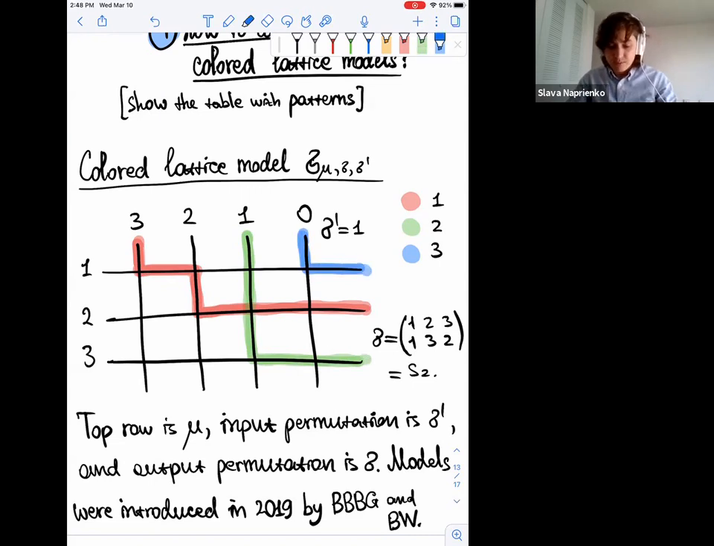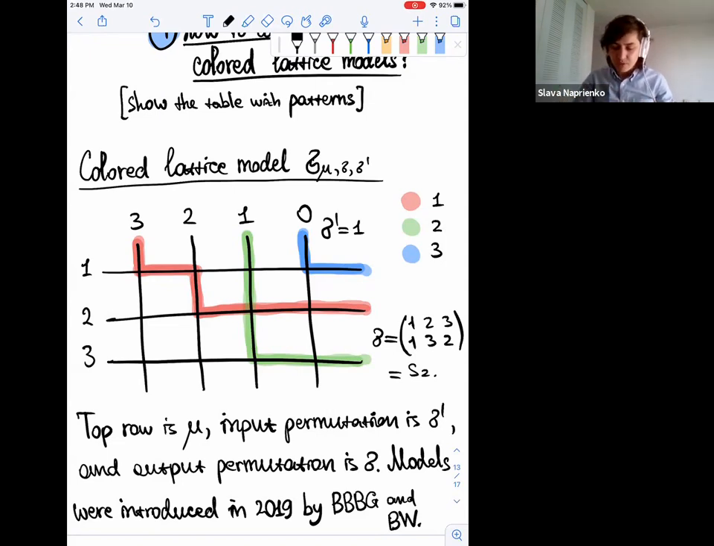But now, since my paths have colors, I have additional data. So it is a more intrinsic, more refined version. The additional data is the permutation of incoming colors and the permutation of outgoing colors. I call them the input and the output. What are the permutations for the input and the output?